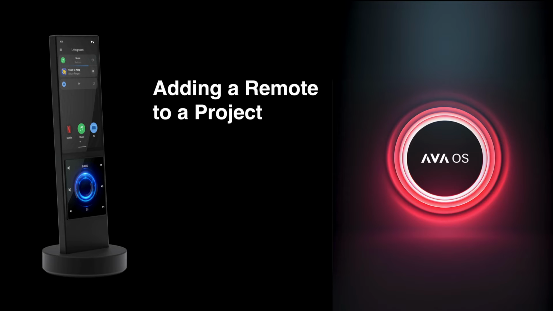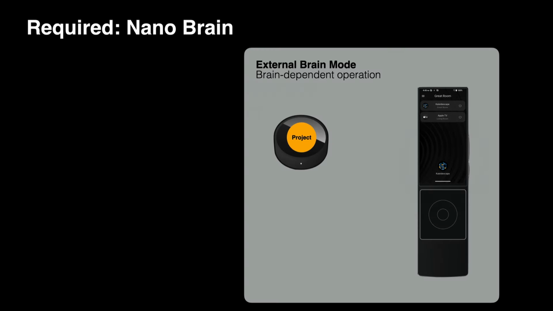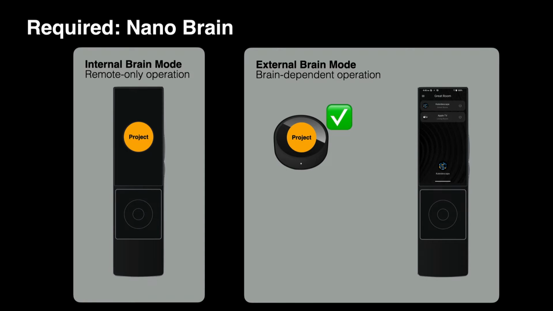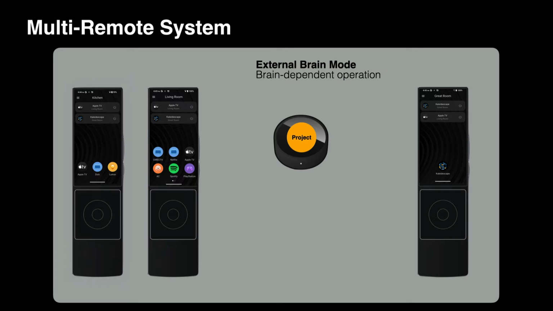It's quick and easy to add a remote to an existing AVA OS project. Here's how. For a remote to join a project, the project must be running on an AVA Nano Brain. A remote cannot join a remote-only project where the project is running in internal brain mode. Remember that one of the several jobs of an AVA Nano Brain is to keep multiple remotes in sync.